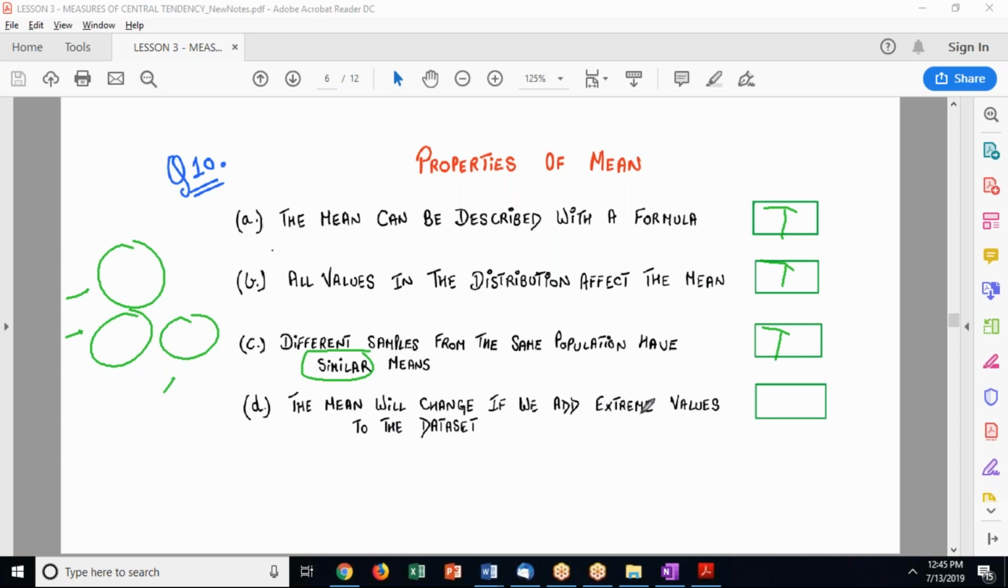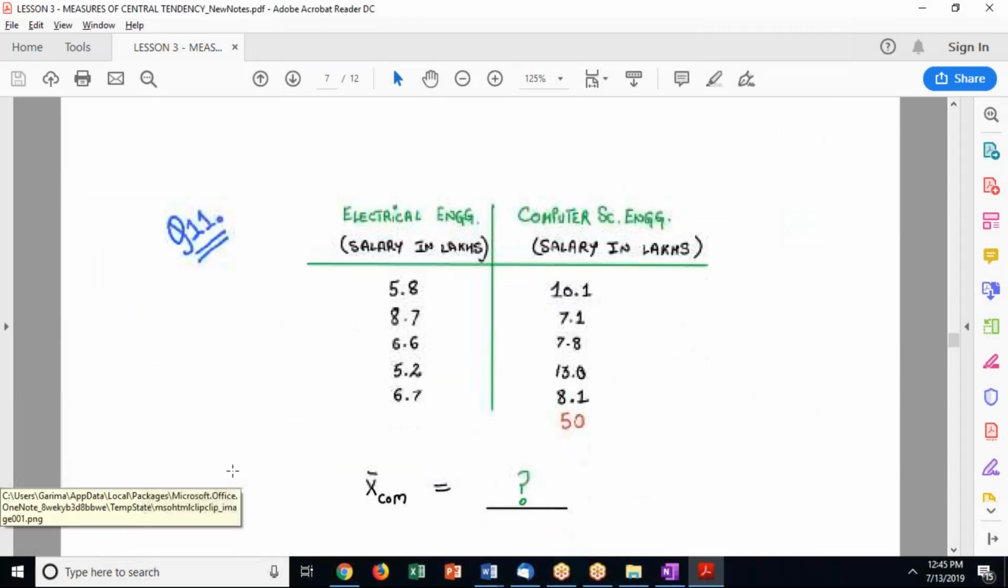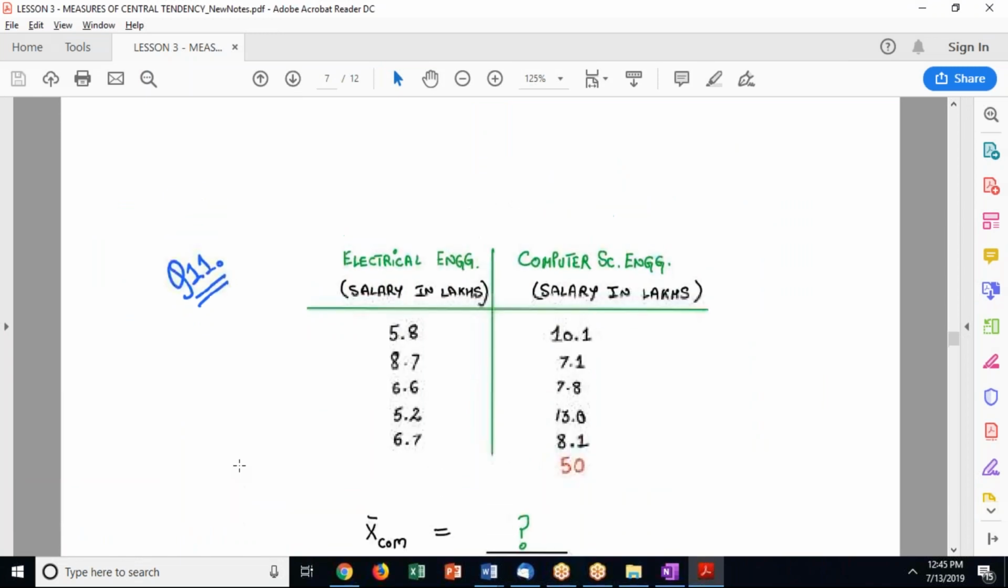The mean will change if we add extreme values in the data set. That also is true. Ritika, you had put it as false, right? Got it. Similar and exactly the same are two different things. Could you please explain the last one?